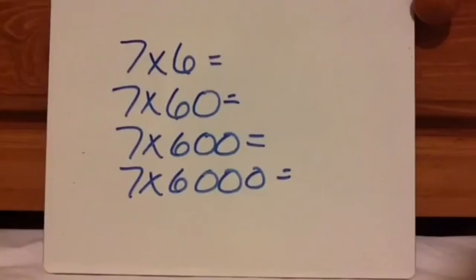Same thing, I want you to do these 4. Press pause, solve, and press play when you're ready to check. Okay, 7 times 6 is 42.